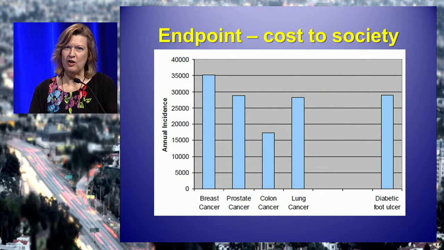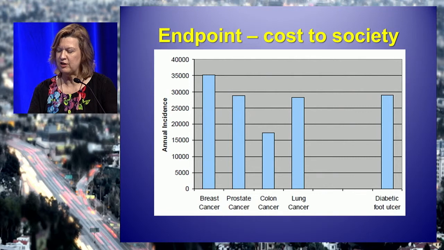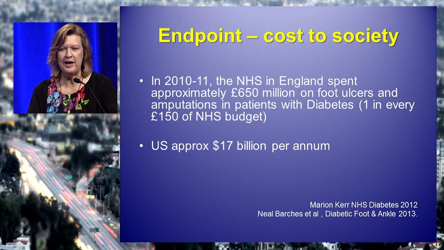And we've also had a whole session on the cost to society, the endpoint of cost. And this is actually the annual incidence of diabetic foot ulcers, showing again the comparison with major cancers. And in terms of actual financial cost, we had a whole session on the cost. I'm sure that the 17 billion per annum data that I picked out of the literature are probably inaccurate. Certainly the data from the UK are probably a little bit more accurate, and that's £650 million a year, or £1 in every £150 of the NHS budget. These are all endpoints and not great ones for our patients.